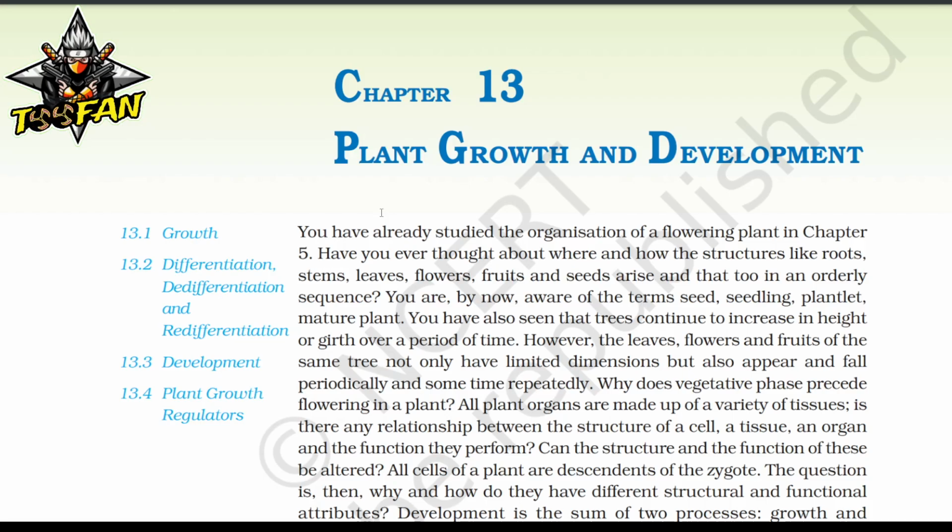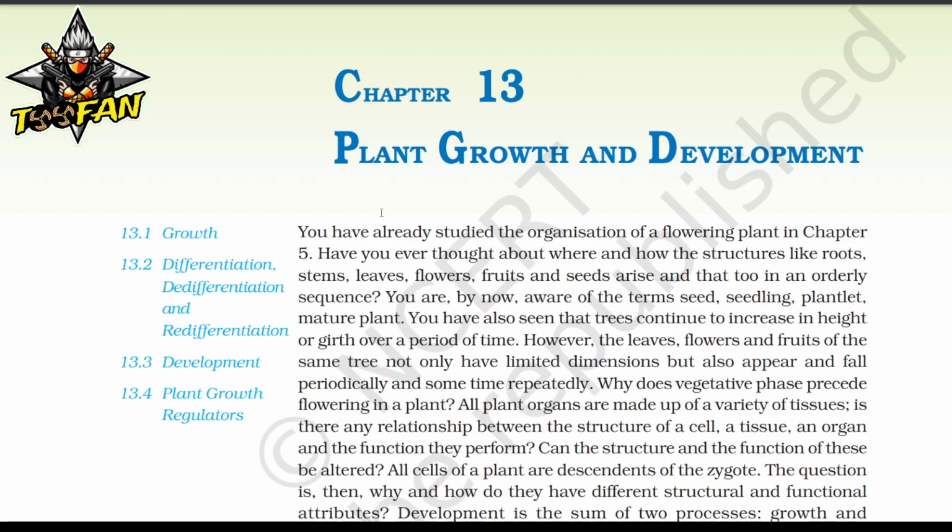You are, by now, aware of the terms seed, seedling, plantlet, mature plants. You have also seen that trees continue to increase in height or girth over a period of time. However, the leaves, flowers, and fruits of the same tree not only have limited dimensions but also appear and fall periodically and sometimes repeatedly. Why does the vegetative phase precede flowering in plants?